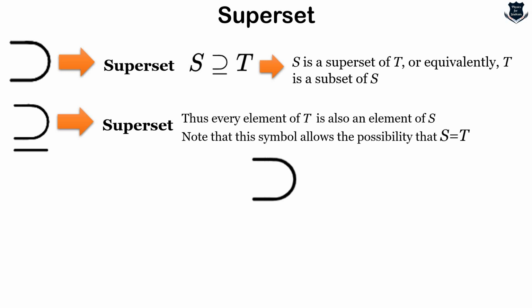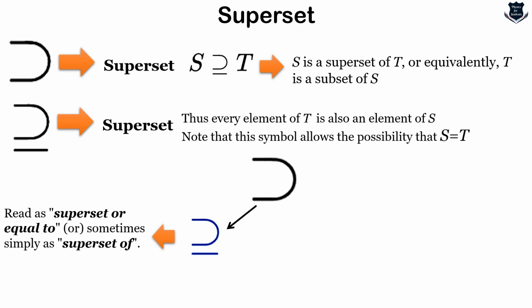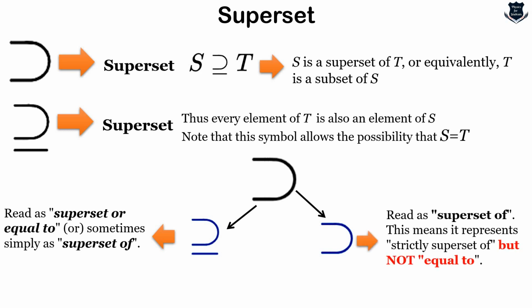Okay. So this symbol, what I am trying to tell is that this superset symbol can be used both for this, right? And this actually means read as a superset or equal to, right? So this one is sometimes used as superset or equal to something. So this is a kind of confusion which I'm trying to clear. So read as superset or equal to, or sometimes simply a superset. This symbol is also used in this, which actually means superset of, but this means it represents strictly superset of but not equal to, right?